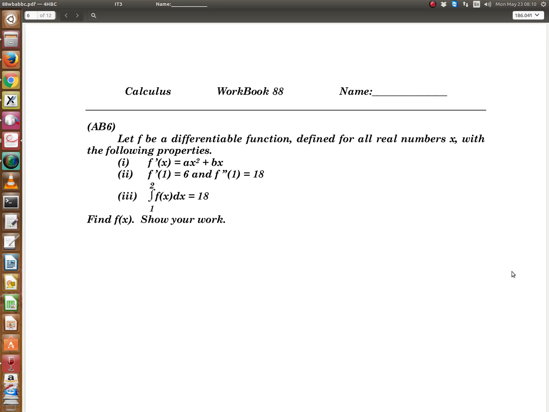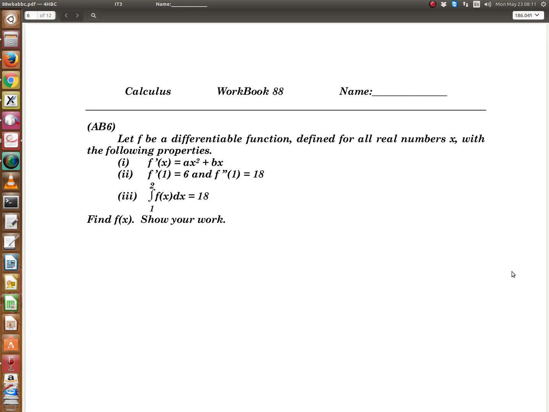All right, so what would you do first? Integrate? Yes and no, but yes if I knew A and B. But I don't know A and B, right? So I'm going to find A and B first. Plug in 1 into f prime.